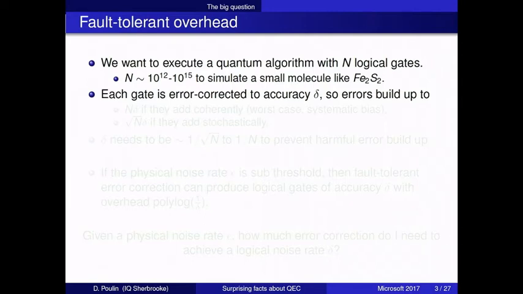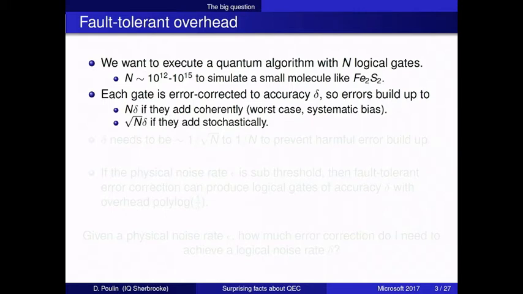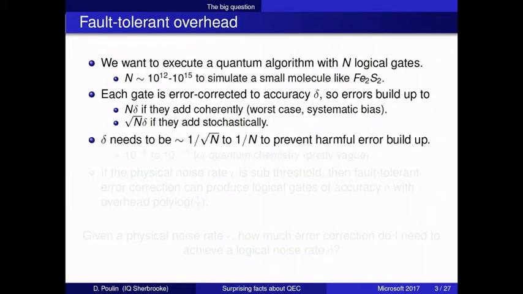So each gate needs to be pretty accurate. How accurate? Well, maybe the errors will add up. So you have n gates, each with accuracy delta. So maybe the errors will just add up, so the final error will be n times delta. But that assumes that the errors build up in a coherent way. Maybe they add up stochastically, in which case it might be more like square root of n times delta. And we don't really know the answer to that question.